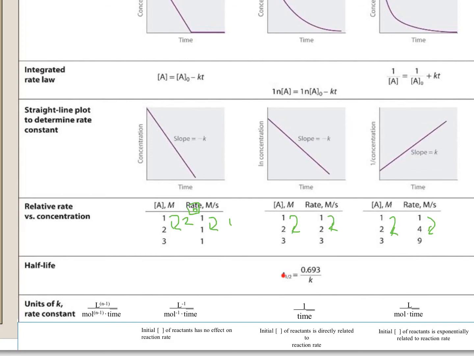Half-life. We only have to calculate half-life for first order equations. This equation is given to you on the AP test. Units of K, this is crucial. Every year people lose lots of points because they can't figure out the units of K.